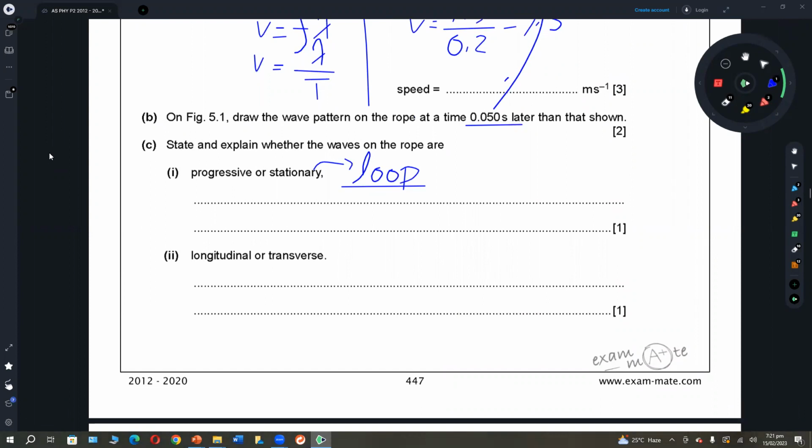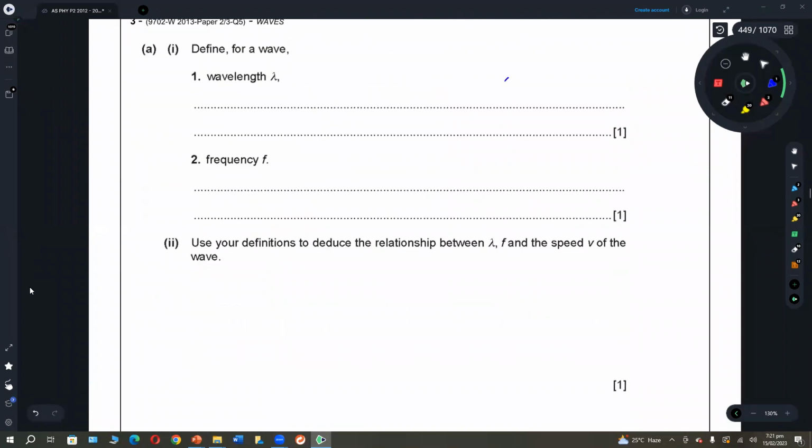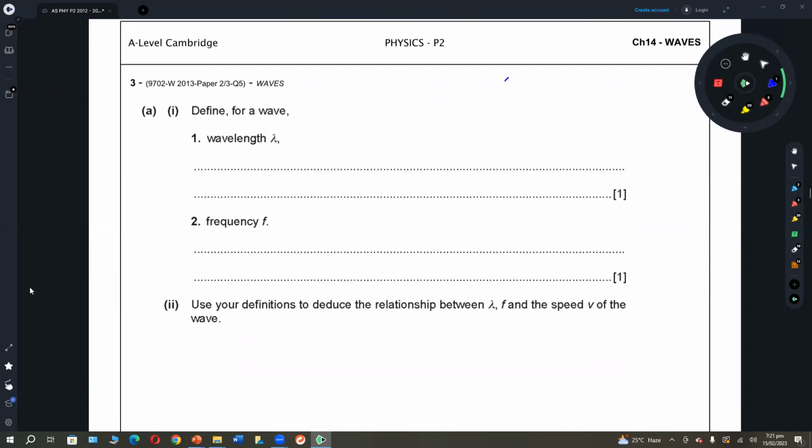Okay. What about longitudinal or transverse? It is a transverse wave. Good. Because the particles are moving up and down and wave is going like this. So this is perpendicular to the direction of propagation. It's perpendicular to the motion of the wave.